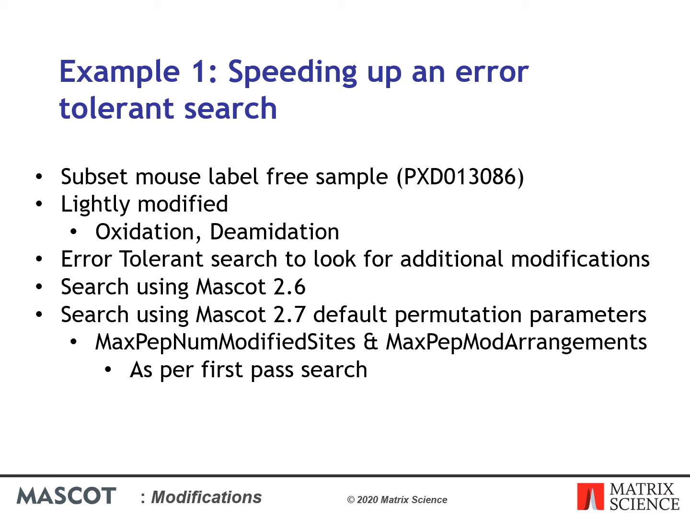When Mascot 2.7 carries out an error-tolerant search, the max pep num modified sites and max pep mod arrangement settings are applied directly to the error-tolerant pass. The max pep num var mods setting applies only to the first pass search, so we allow for one additional error-tolerant modification to be applied in the second pass search.